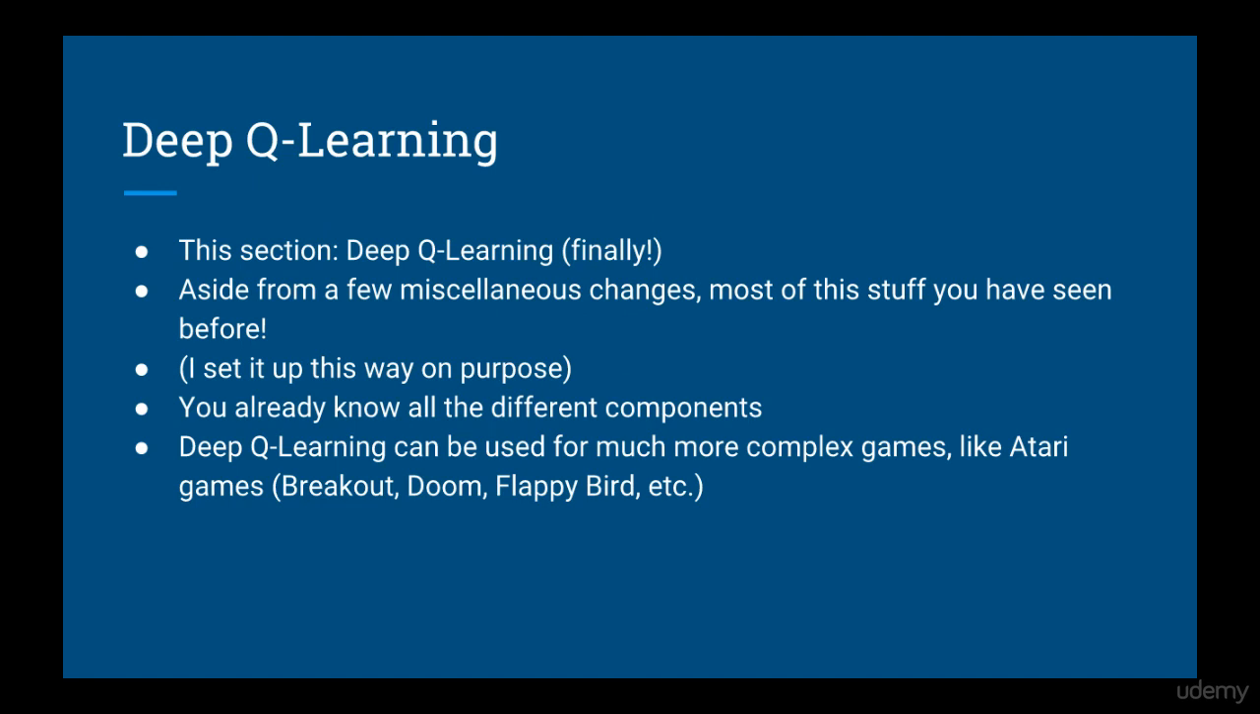What you should find interesting is that aside from a few miscellaneous modifications, most of this stuff you have already seen before. I've set you up so that you already know all the different components that are going to go into this. Specifically, deep Q-learning can be used for playing much more complex games, like Atari video games, using techniques you already know, plus a few minor modifications.